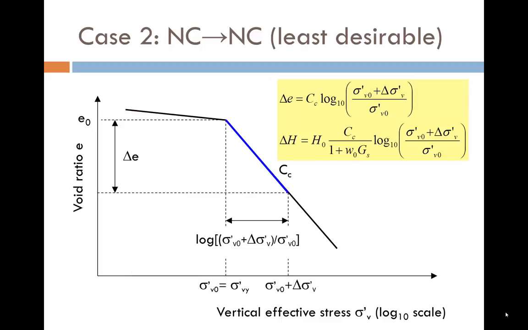The second case is when the soil is normally consolidated before construction and obviously still normally consolidated by the end. The formulation is similar to before, except we are now using the Cc slope, which is typically 5 to 10 times higher than Cs.